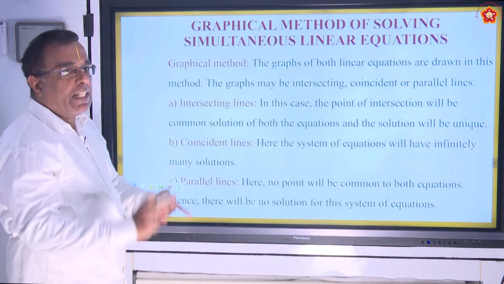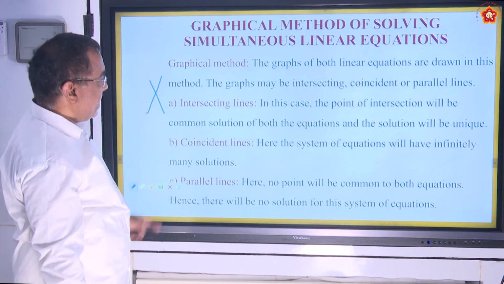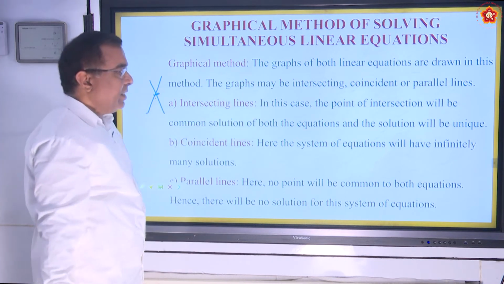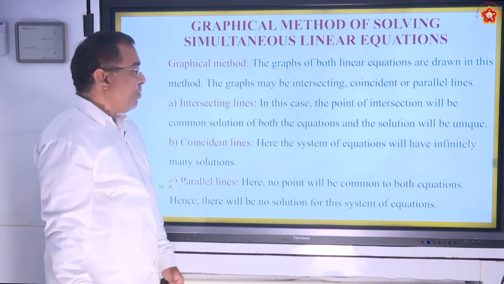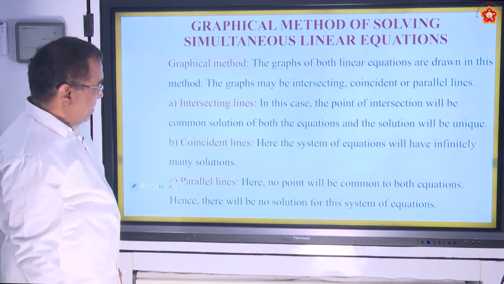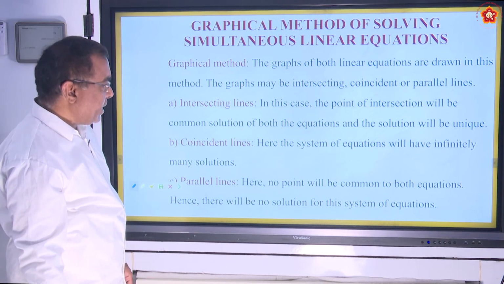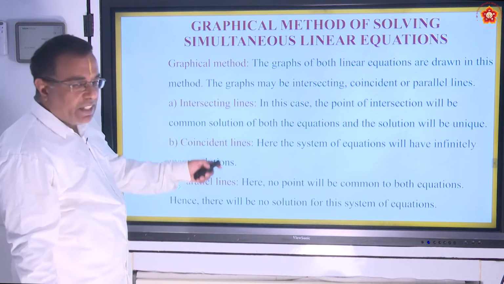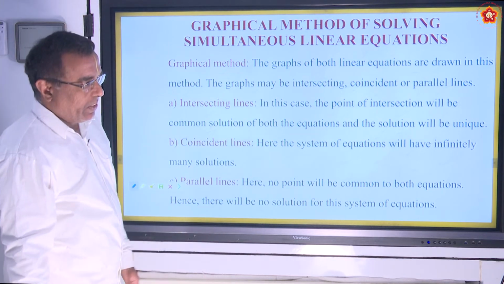Intersecting means what? Both the lines will be like this. They will meet at one common point. Therefore, they will have a common solution. This will be the common solution. That's what I mentioned. In this case, the point of intersection will be a common solution and the solution will be unique. How about coincident lines? Sometimes it may so happen that the system of equations will lie one upon another. They will exactly lie one upon another. Those lines we call coincident lines, and here they will have an infinite number of solutions.